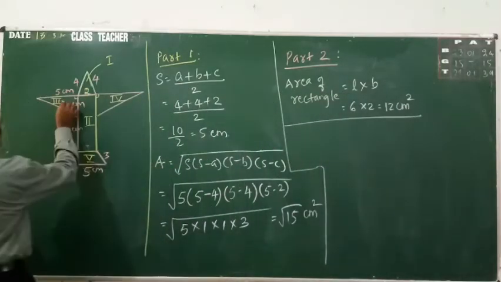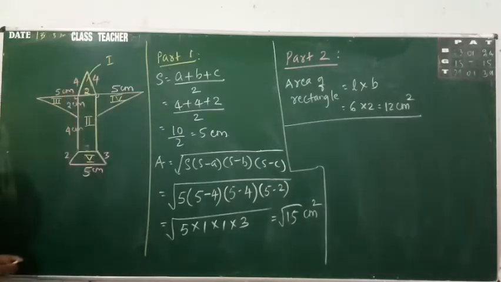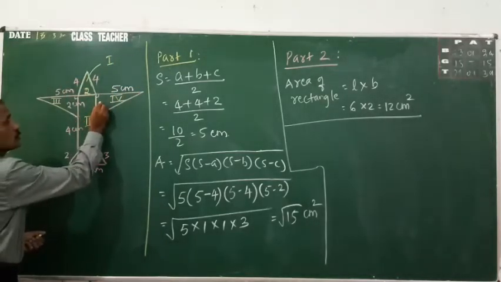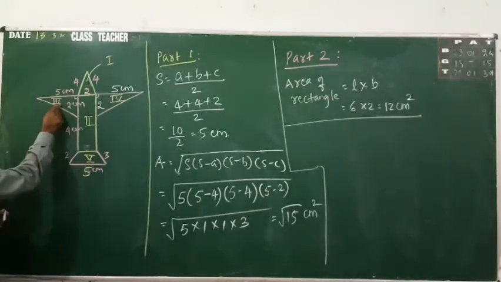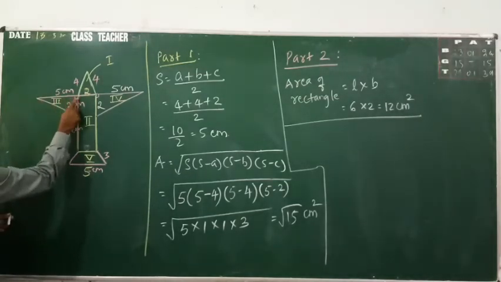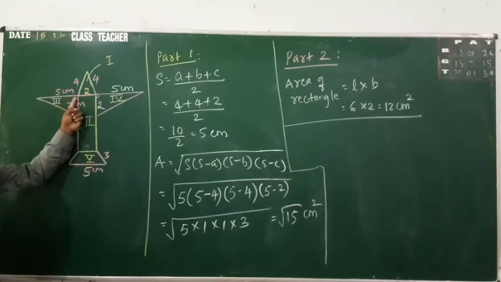We are having the third part. Okay, I have forgotten to write here. This is also 5 centimeter only, and this is also 2 centimeters. Now I will go to the third part. So you can see this is a right angle triangle. No need to use Heron's formula. Since it's a right angle triangle, you can use half into base into height.